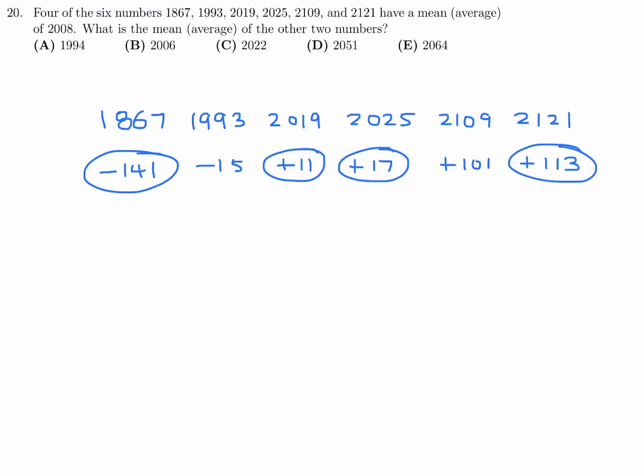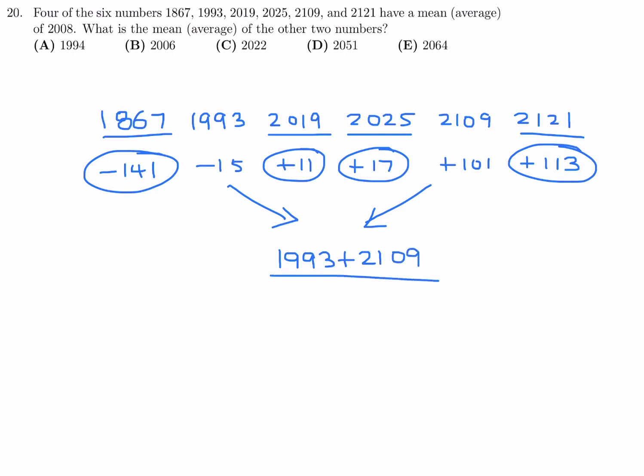Because 113 plus 17 is 130. 130 plus 11 is 141. 141 minus 141 is 0. And that's the only way you're going to get these 4 numbers to have an average of 2008. So that's a quick way of doing it. And therefore, the numbers that are remaining are these 2 guys, 1993 and 2109. And they want the average of those 2 numbers. The average of those 2 numbers is 2051. So number 20, the answer is D.